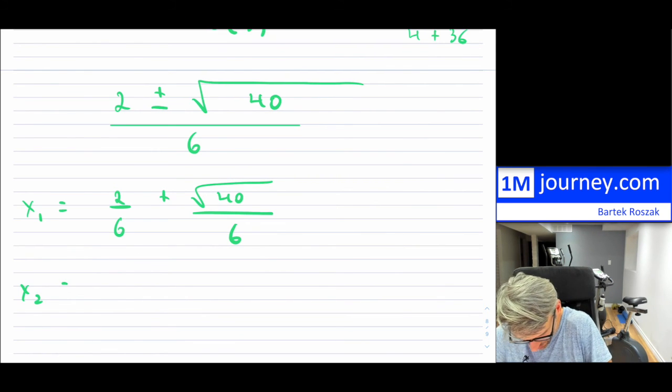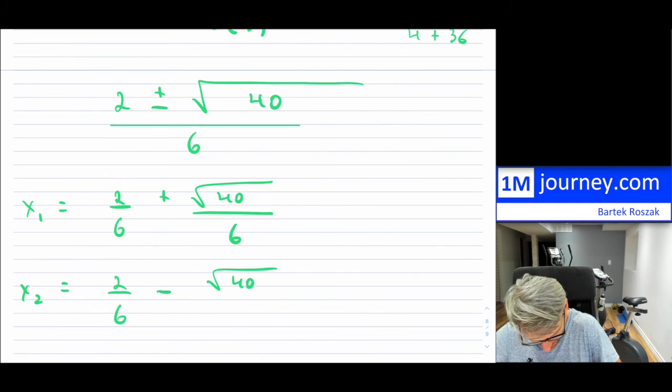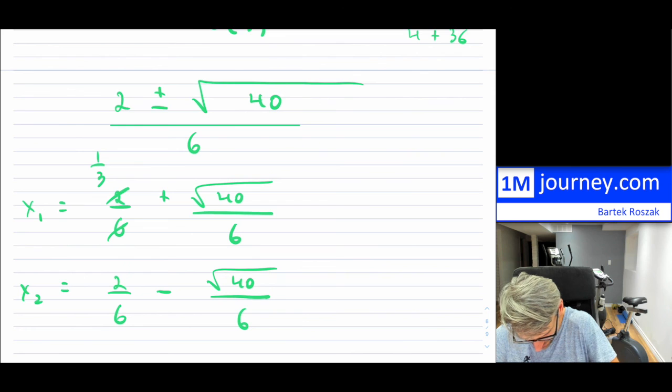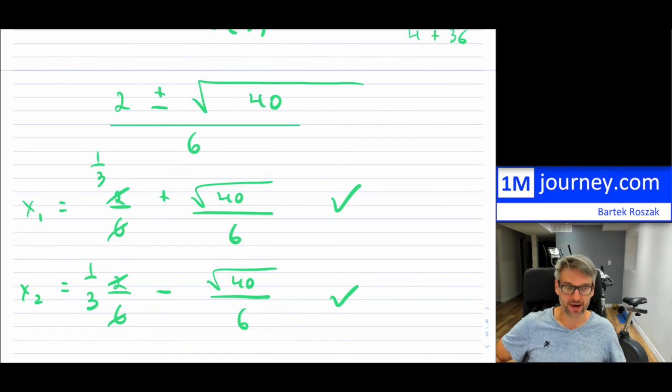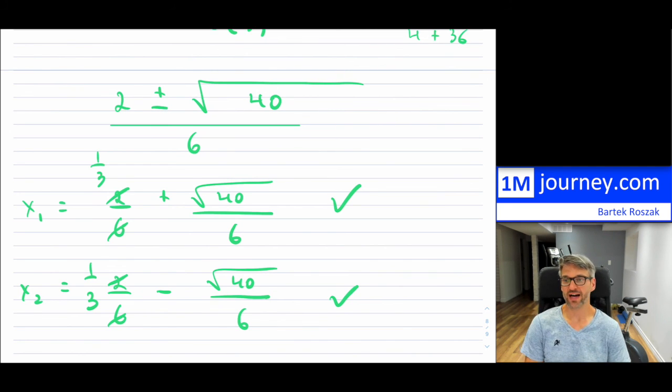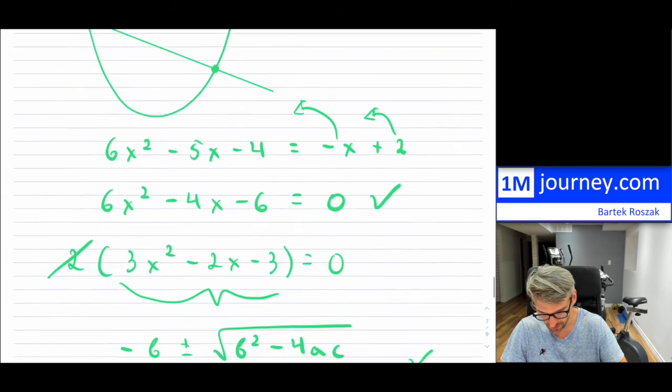And then the second value of x is going to be 2 over 6 minus the radical of 40, which makes this annoying. So you actually do have 2 of them. Now 2 over 6, this is just 1 over 3. Okay, reduced. So now I have my 2 values. And now if you wanted to find the values for the intersecting points, the y value or the f of x value at these points, you can find it by substitution. And we can substitute back into our original.